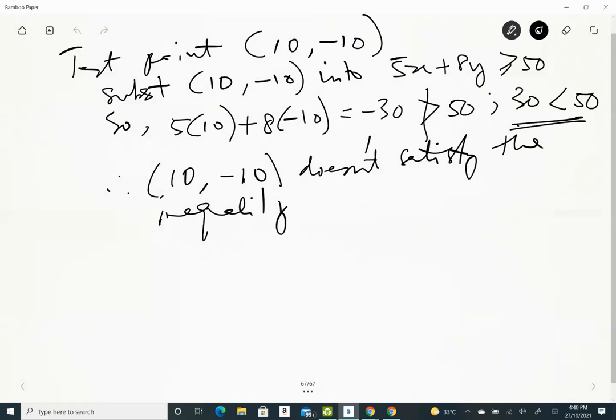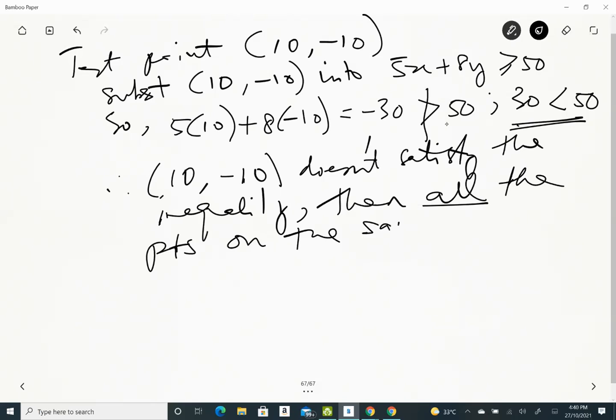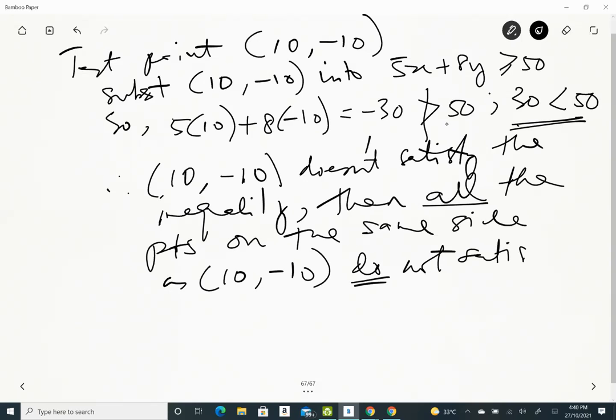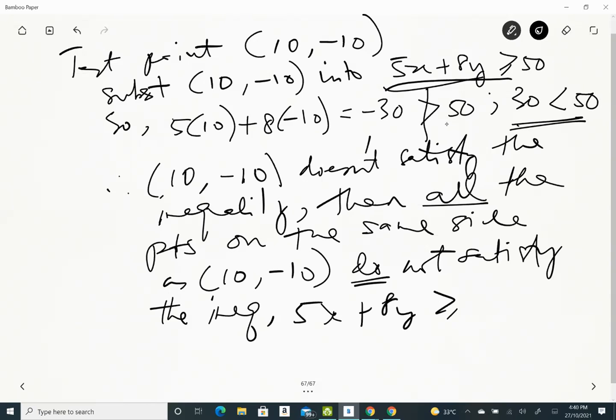Now, if that point does not satisfy the inequality, then all the other points on the same side as our test point, as 10, negative 10, will not satisfy the inequality 5x plus 8y bigger or equal to 50.